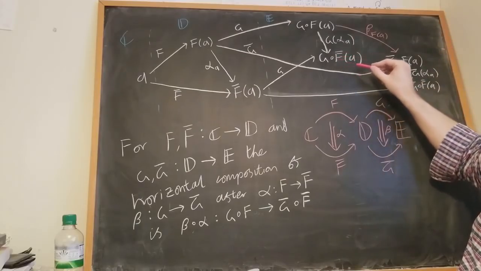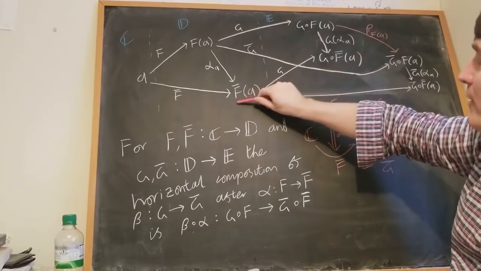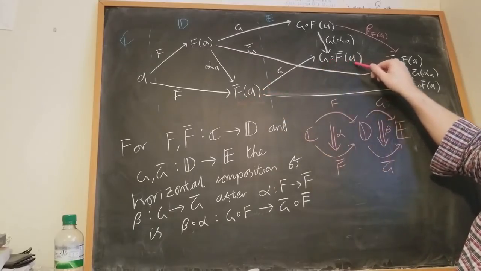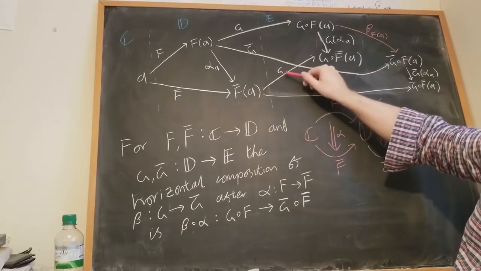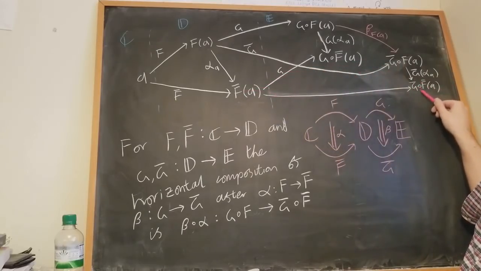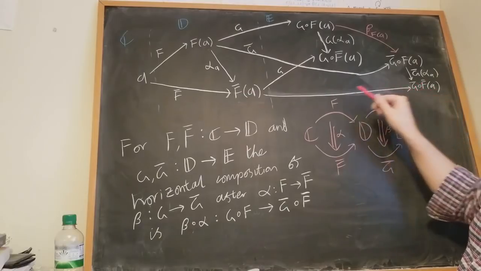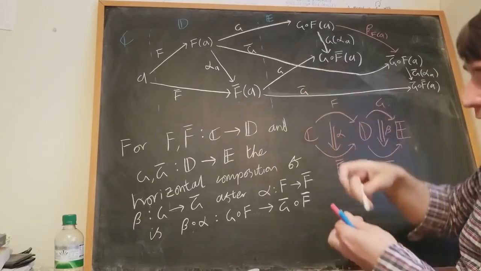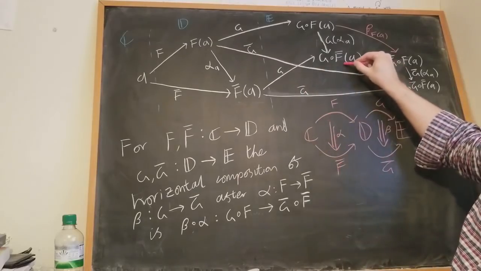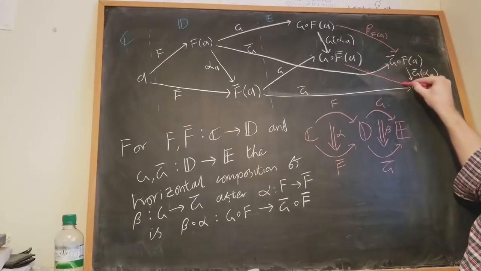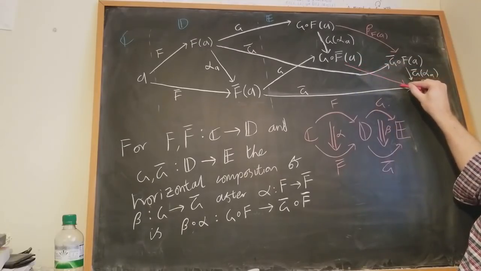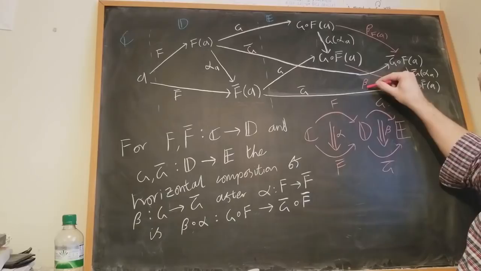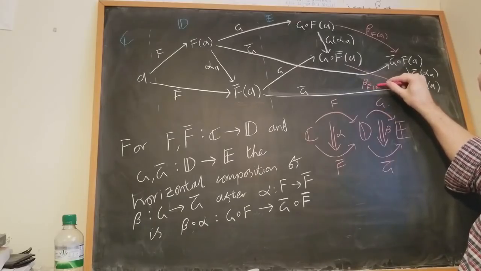And similarly, we have an object over here in this category. It gets sent to G after F bar of A under G, and it gets sent to G bar after F bar of A under G bar here. So that's going to be an arrow like this. This is going to be beta of F bar of A.